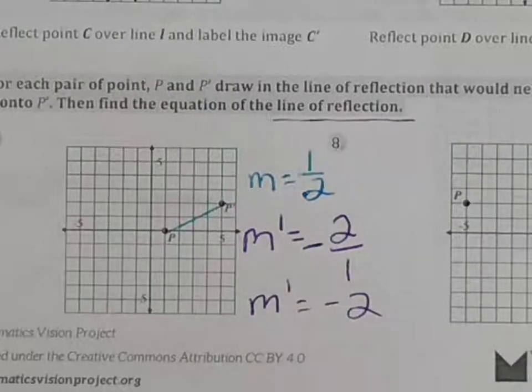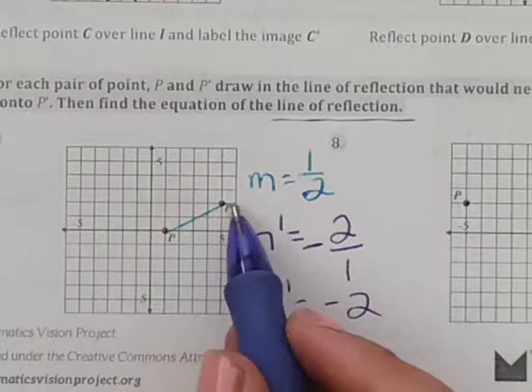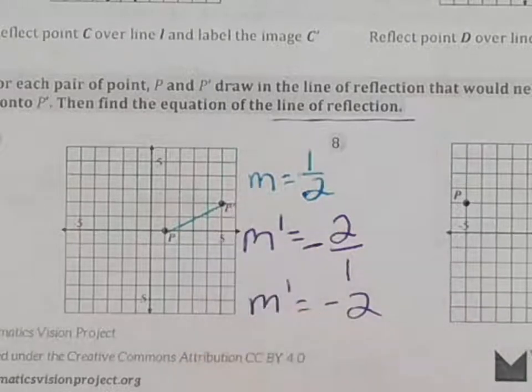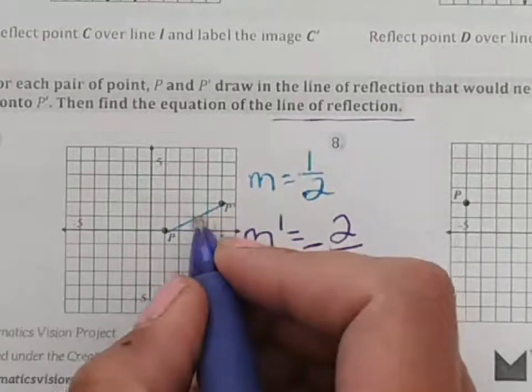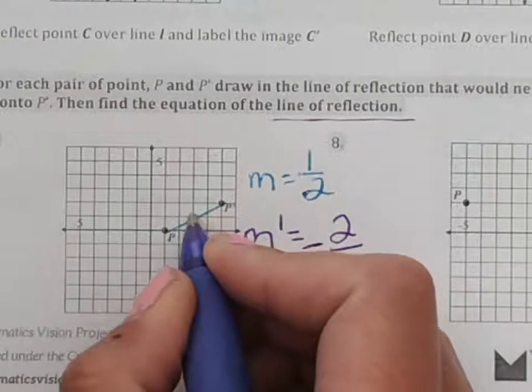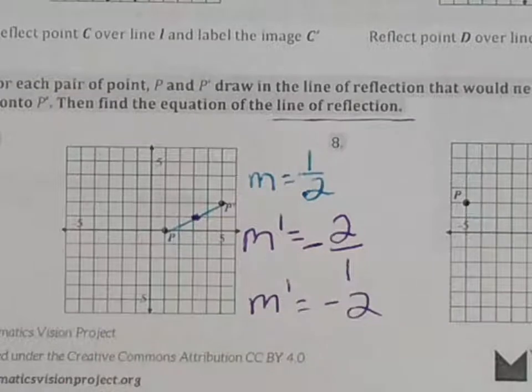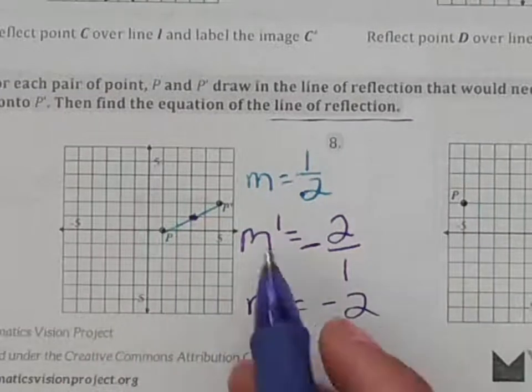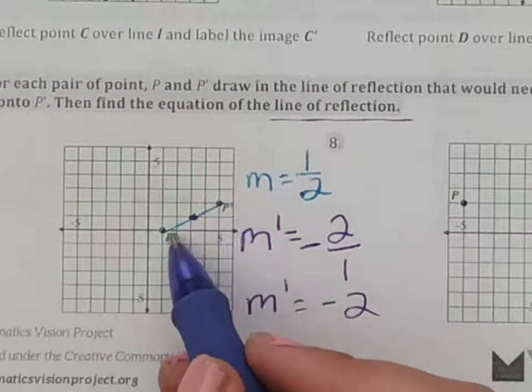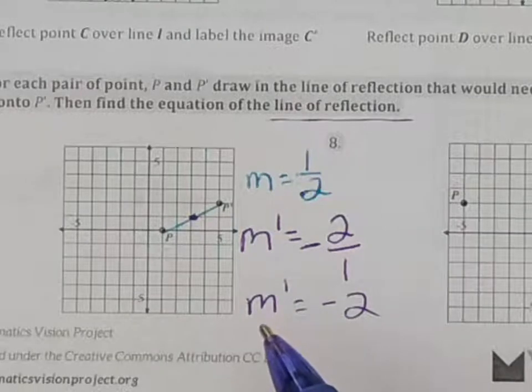I need to find the center of this line because these points have to be the same distance. So the middle of my line, right there. That's the middle of my line. See how P1 and P are the same distance away from there?